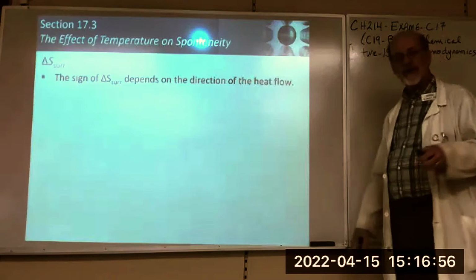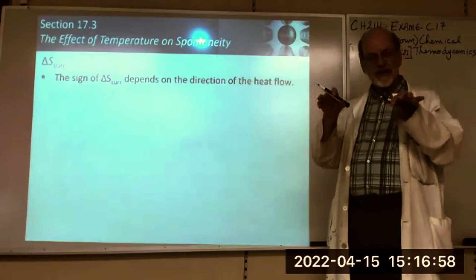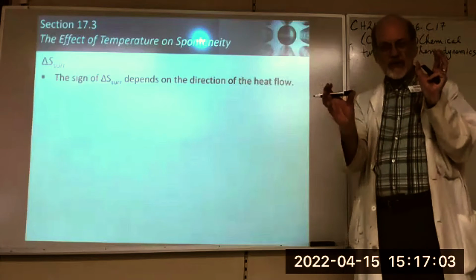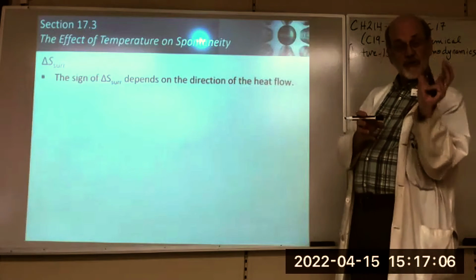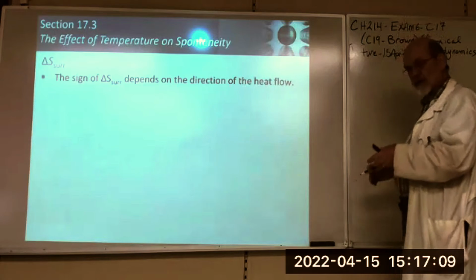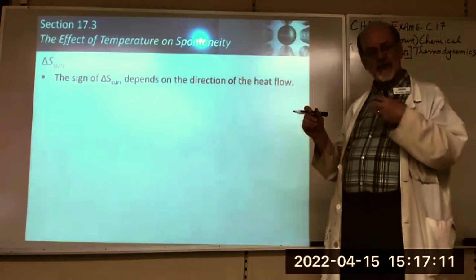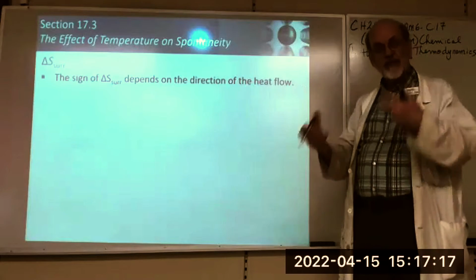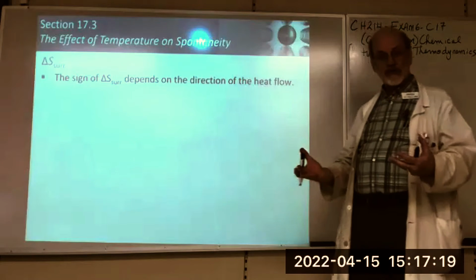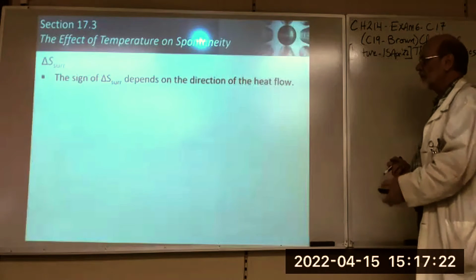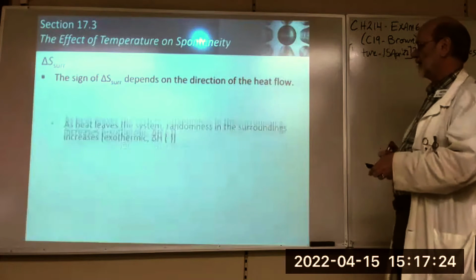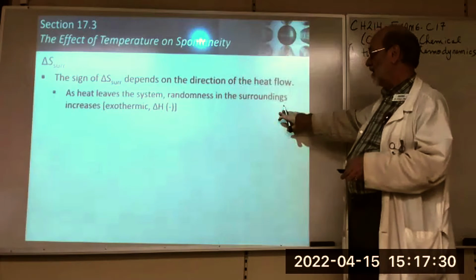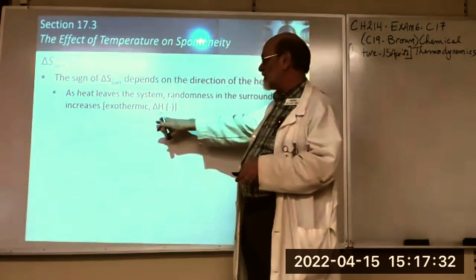So delta S of surroundings. Now we're going to talk about system and surroundings, and we're going to break it apart and look at just the randomness of each of the components. What's the delta S of the surroundings? Okay. We looked at that earlier when we looked at exothermic reactions, right? Exothermic reaction means that the surroundings are becoming more random. We're adding energy to it. And so as heat leaves the system and goes into the surroundings, the randomness in the surroundings increases.